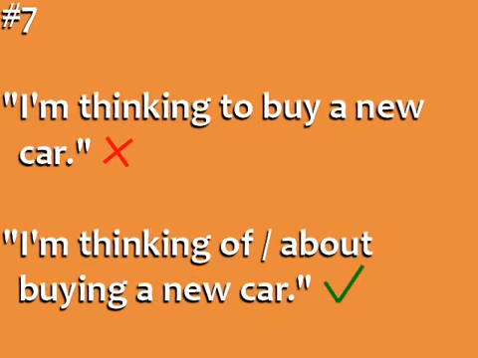Number 7. I'm thinking to buy a new car. When you are considering doing something in the future, we don't use the word to after think. So the correct sentence would be, I'm thinking of buying a new car, or I'm thinking about buying a new car. We use the word of or about with the ing form of the verb.